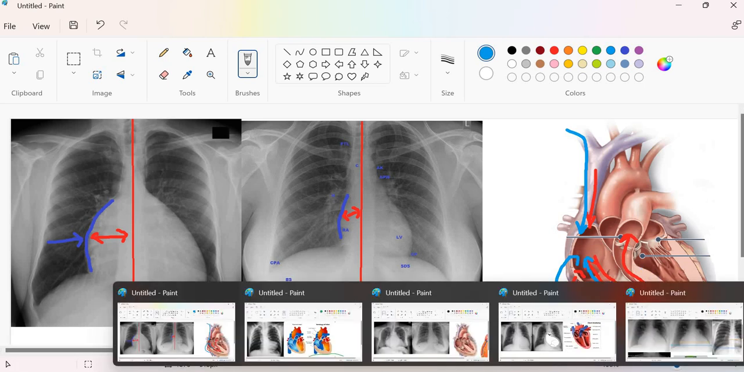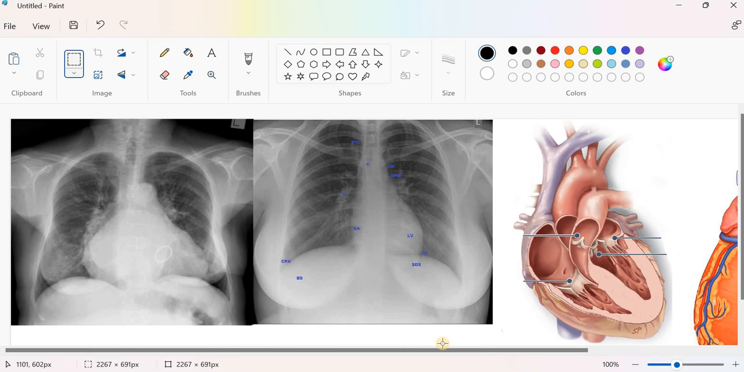Now, the following chamber enlargement we need to talk about is the left atrium, since both are neighbors. So what can we see in left atrial enlargement? The left atrium in the normal cardiac X-ray usually does not appear because it is located posteriorly.